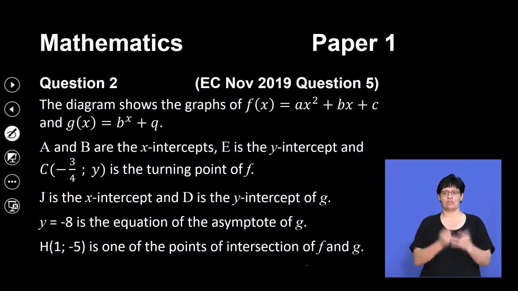Okay, so we're told that the diagram shows the graphs of f of x is equal to ax squared plus bx plus c, and g of x is equal to b to the power of x plus q.